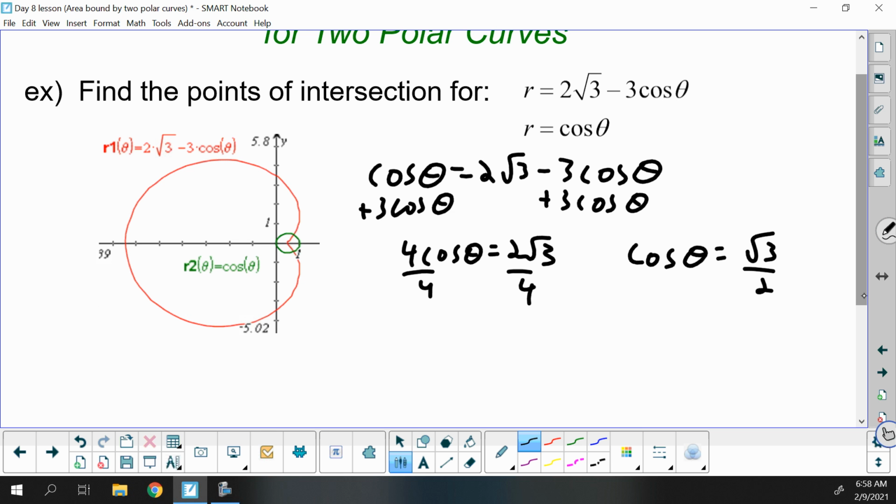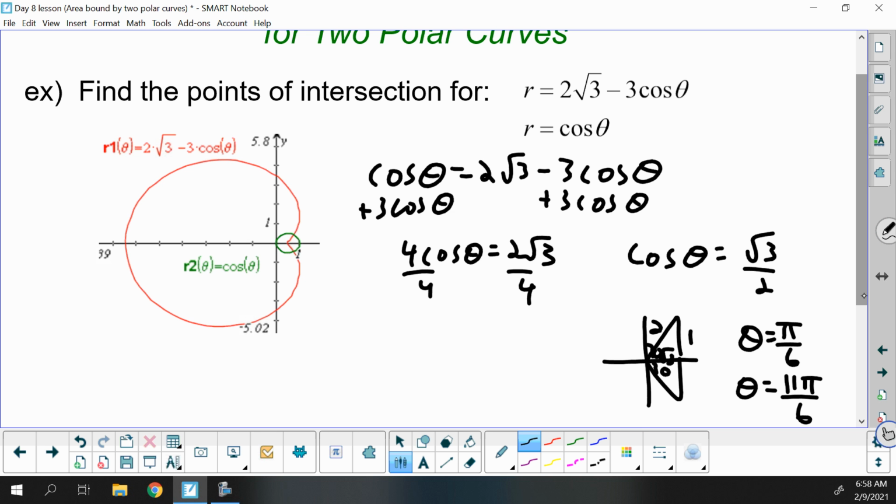Well, cos is positive in quadrants 1 and 4. If we've got adjacent is square root of 3 and hypotenuse is 2, meaning opposite is 1, that means we've got a 30-degree reference angle in each of these. 30-degree reference angle means we're working with pi over 6. So in the first quadrant, we have pi over 6. If you've got a pi over 6 in the fourth quadrant, that's 2 pi minus pi over 6, so 11 pi over 6.